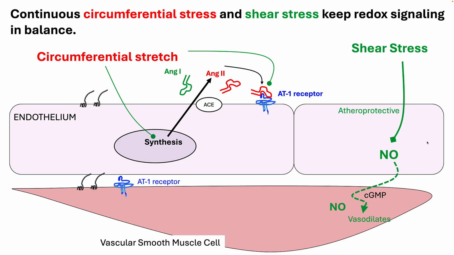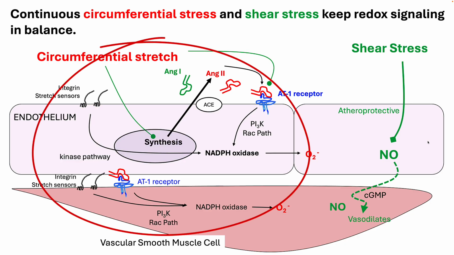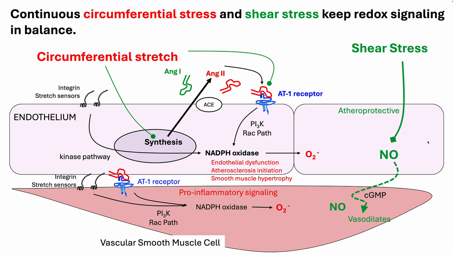And there are AT1 receptors on these cells, and this results in stimulation of formation of NADPH oxidase, which results in formation of free oxygen radicals. Similar processes occur in your vascular smooth muscle cell as well. There are other pathways and they also result in stimulation of NADPH oxidase. Now, this side of the cycle is pro-inflammatory signaling. So it increases your endothelial dysfunction, atherosclerosis initiation, and smooth muscle hypertrophy.